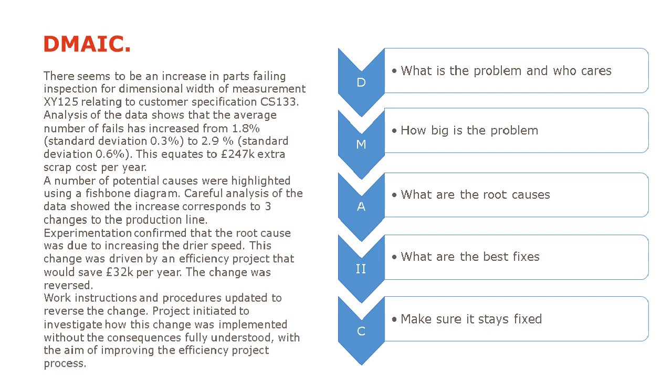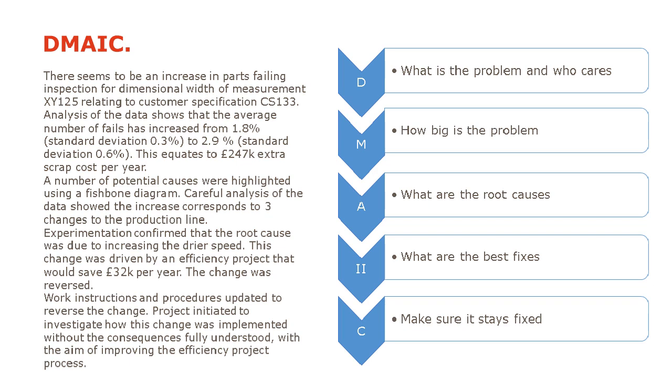In this example, we have parts failing a dimensional specification. And it's costing about £247,000 a year in extra scrap. It's gone up from a level of 1.8% to 2.9%. So we know what the problem is. We know how big it is. I can identify some root causes using things like fishbone diagrams and, again, process flow mapping, timelines, some experimentation.